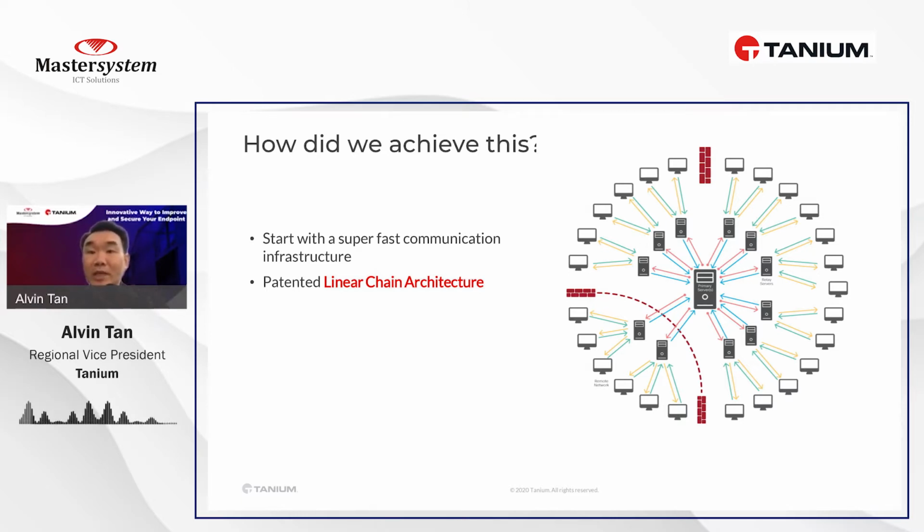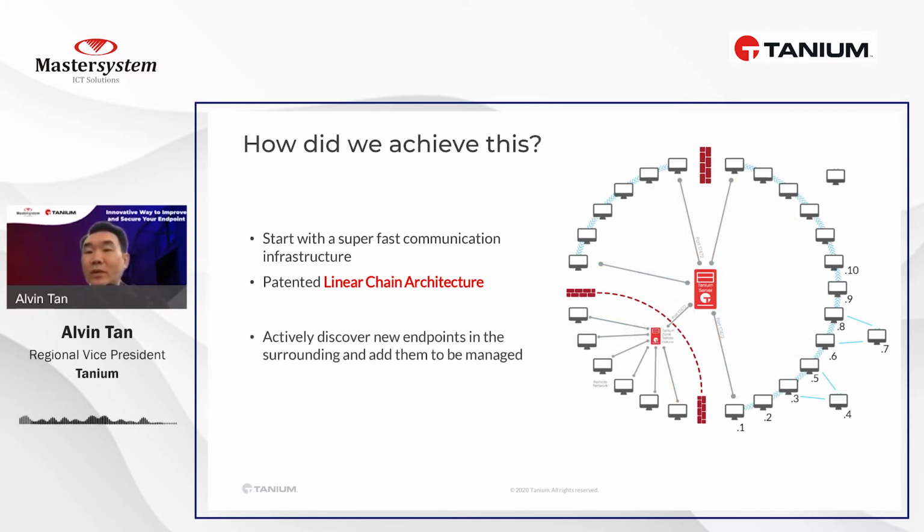So with Tanium's architecture, we simplify this whole thing, all the in-between, all the distribution servers we don't need, and we lay out a very, very fast communication architecture first. We call this the linear chain architecture. So let me explain how it works. The server will talk to the first endpoint in the subnet. So usually it's a .1. And if .1 is not there, we'll talk to .2 and so on, right?